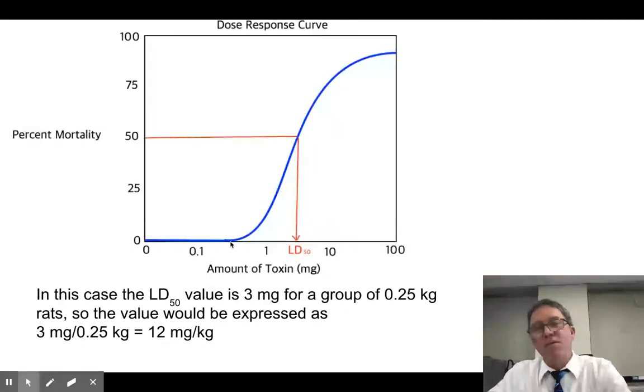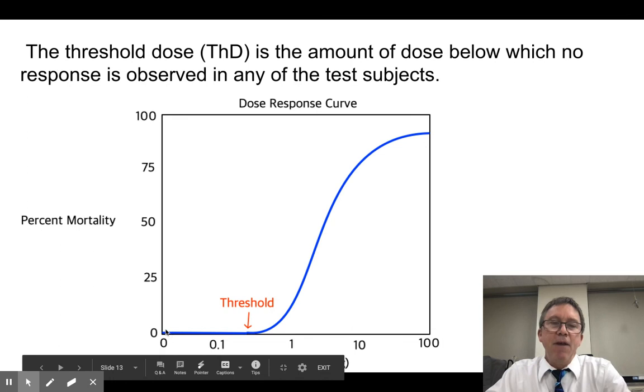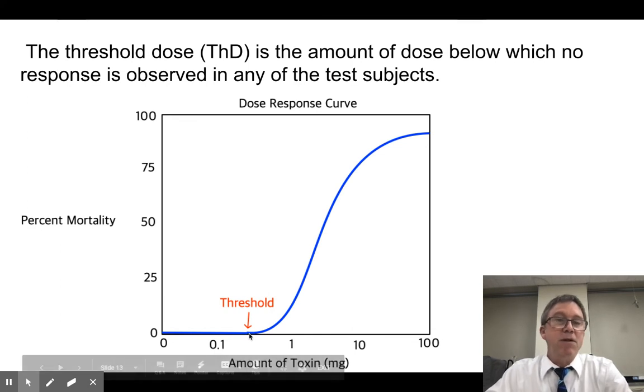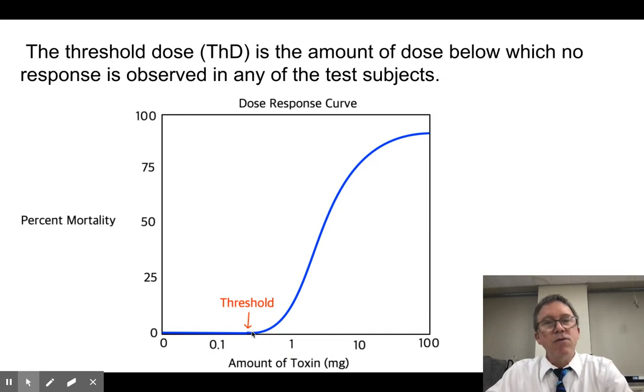Now, the next thing I want to talk about is this part here, because this is actually one of the more interesting parts, and this is what we call the threshold. There was some exposure that took place before any response was noticed, which is what's called a dose response curve. When it first deviates from 0, that's the threshold limit, or the threshold dose. And this threshold dose is very useful for toxicology studies, because we want to know how much people can get exposed to without causing harm.